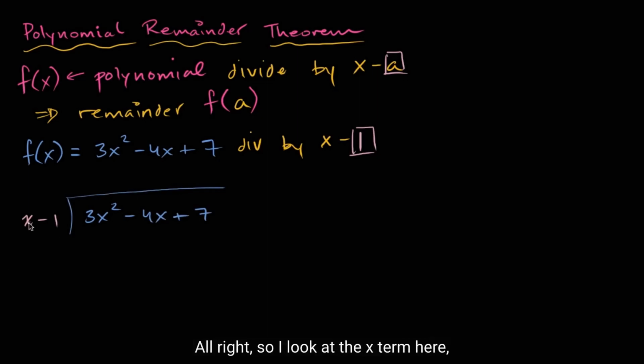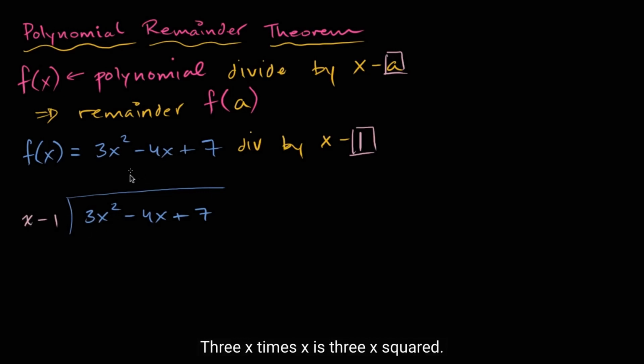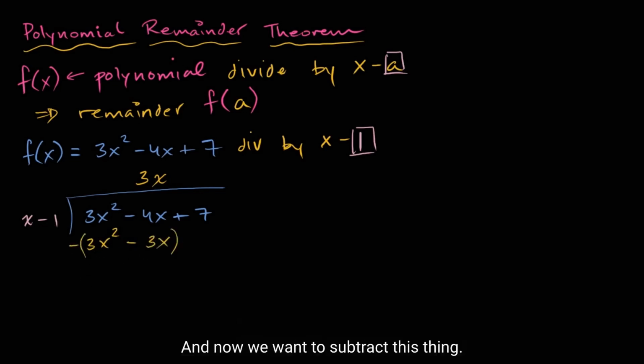All right, so I always look at the highest degree term here. How many times does x go into 3x squared? Well, it goes 3x times. 3x times x is 3x squared. So I'll write 3x over here, in the first degree place. 3x times x is 3x squared, and 3x times negative 1 is negative 3x. And now we want to subtract this.